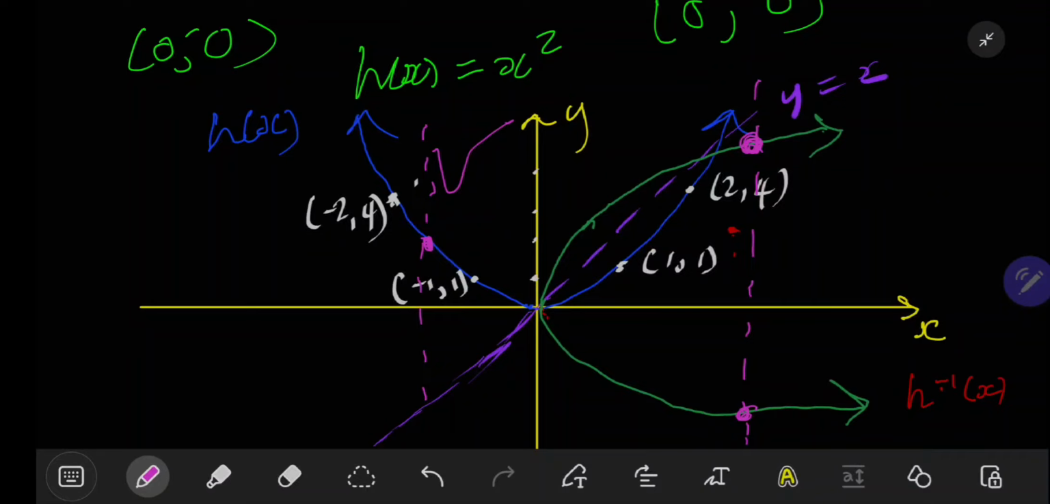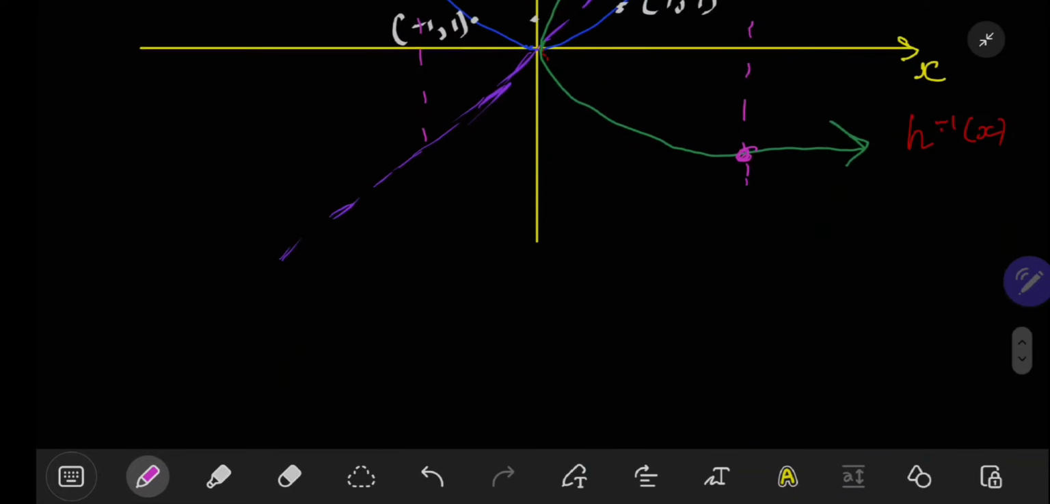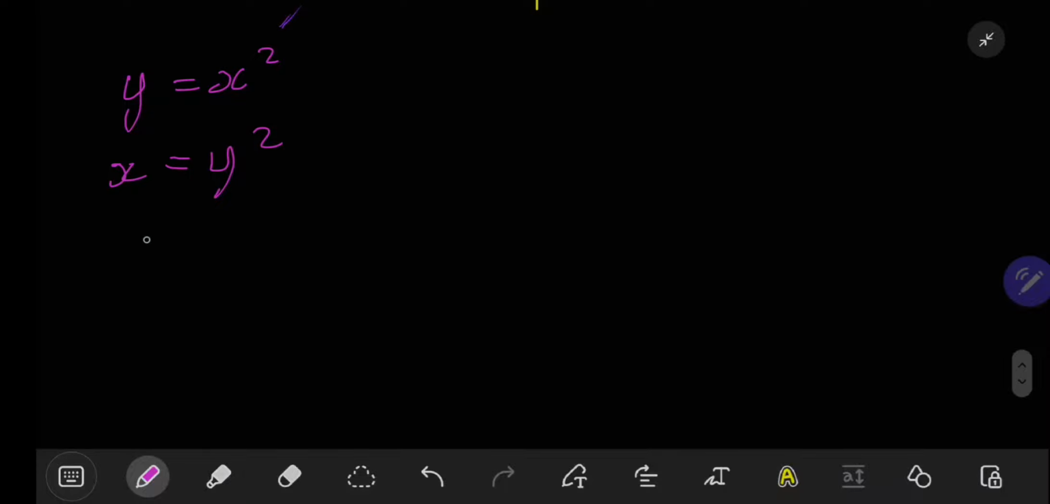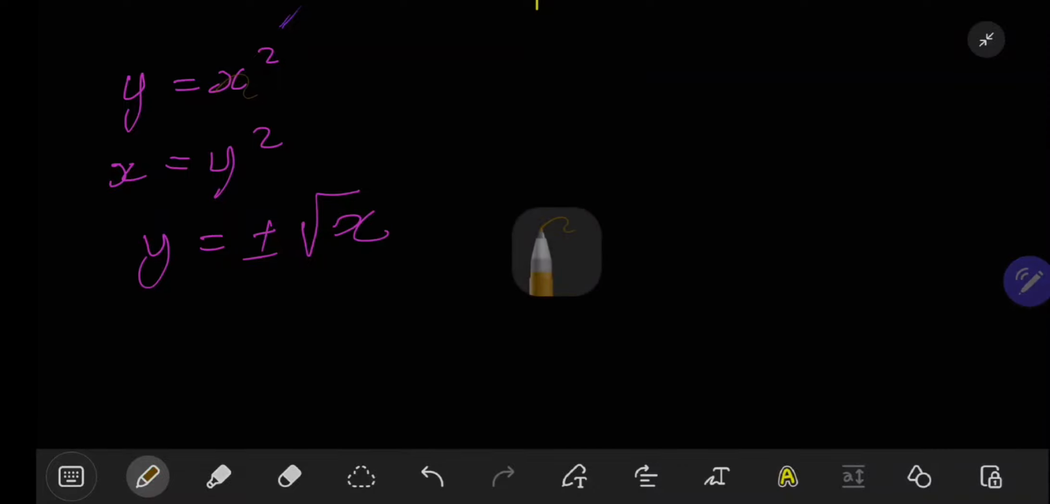So how do we determine the equation of this inverse? Remember, the original function is given by y equals x squared. In order for us to determine the inverse function, we interchange. So this becomes x, and this becomes y squared. We take the square root both sides, then our y value becomes plus or minus the square root of x. And remember our a value here is positive, so we're going to take the positive answer. So our y value will be equal to the square root of x.